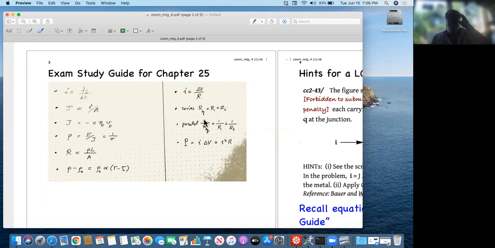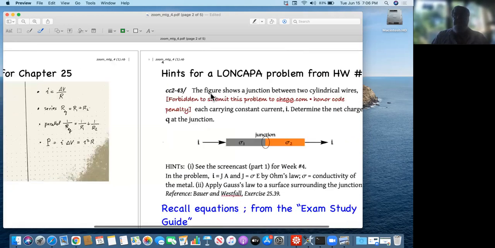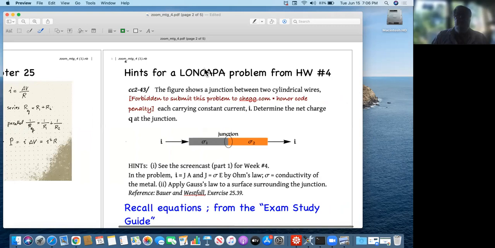Now, the main thing I want to do in tonight's Zoom meeting is to go over some hints for some of the Lon Kappa problems. So here's one of the Lon Kappa problems from homework assignment number 4.